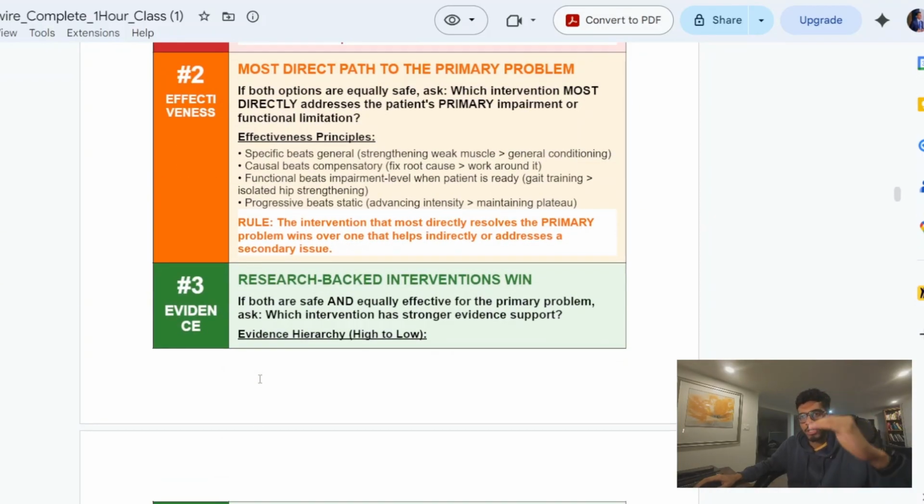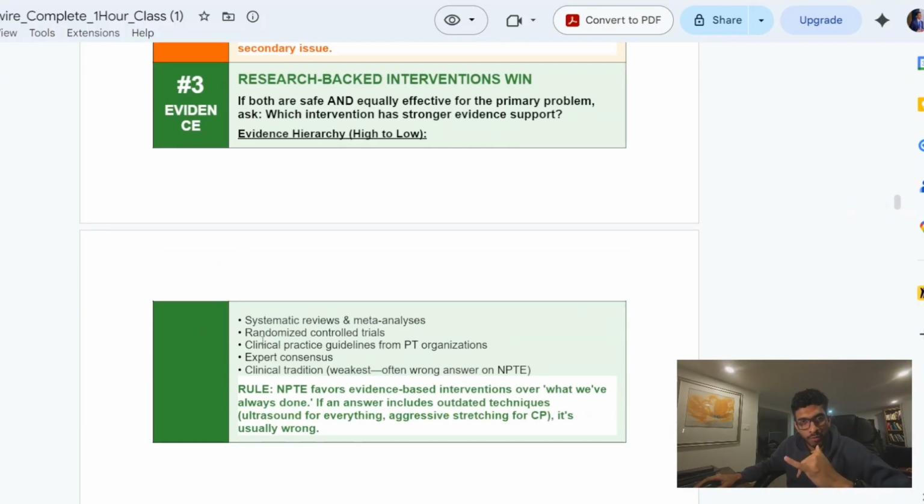So in the evidence hierarchy there is high to low: systematic review, meta-analysis, RCTs, clinical practice guideline from PT organizations, expert consensus, and clinical tradition, which is the weakest one. So NPTE favors evidence-based intervention over what we've always done, right? If an answer includes outdated techniques, ultrasound for everything, aggressive stretching for CP, it's usually wrong.